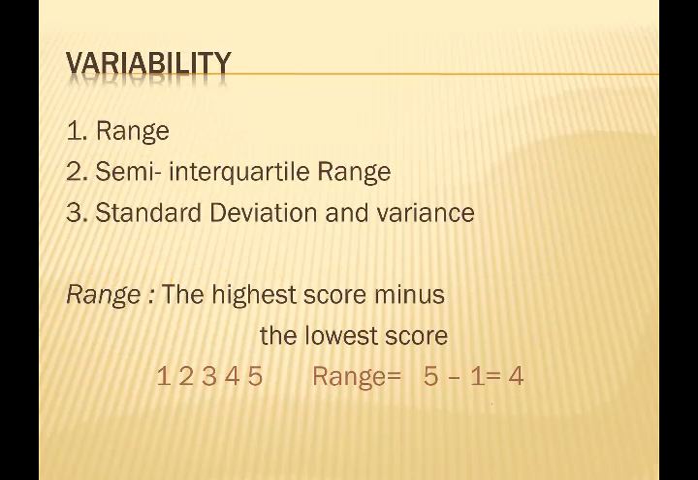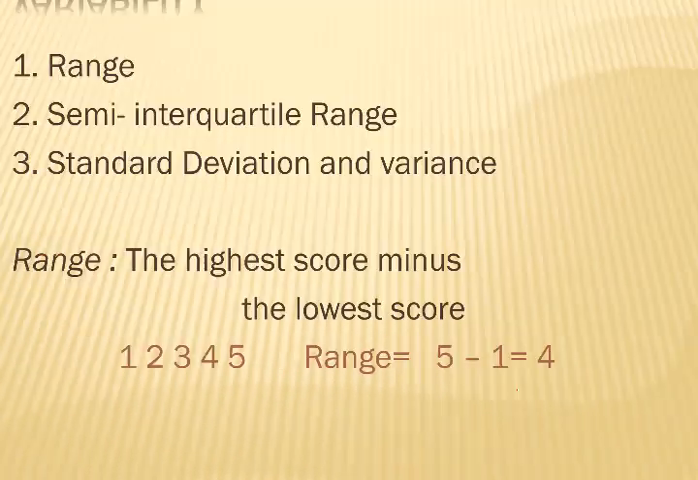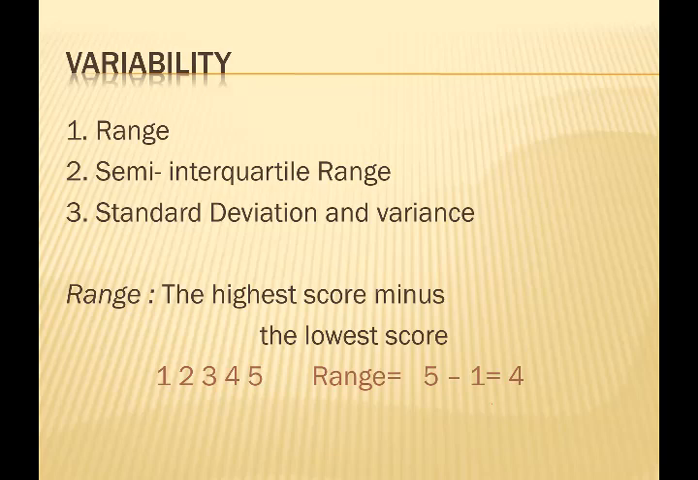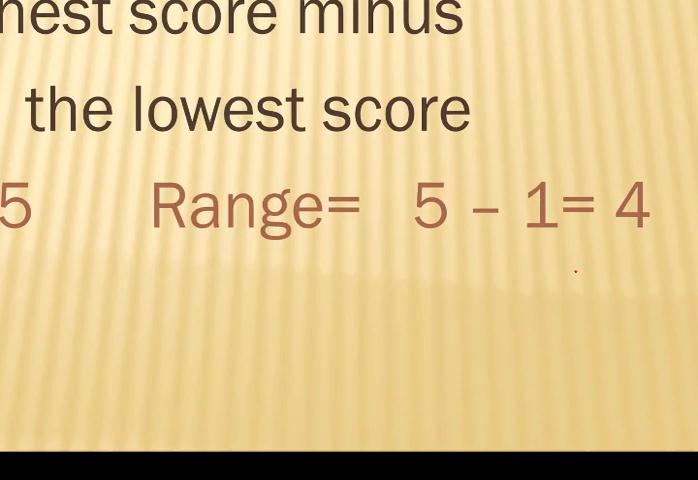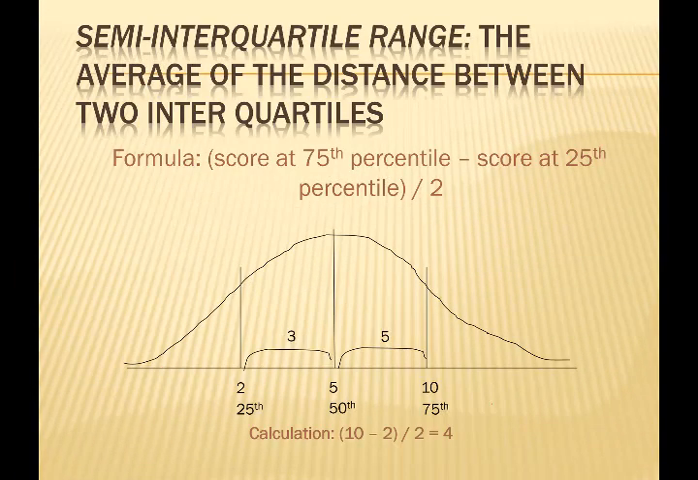So variability is measured by using range or semi-interquartile range or standard deviation and variance. And I put standard deviation and variance together as we will see that they kind of go together, right? So range first is defined as the highest score minus the lowest score. Here's another simple example: 1, 2, 3, 4, and 5. Let's assume that these are our numbers. What would be the range? The range would be the highest score minus the lowest score, which is 5 minus 1, which equals 4. Right? So you would say the range is 4 points.